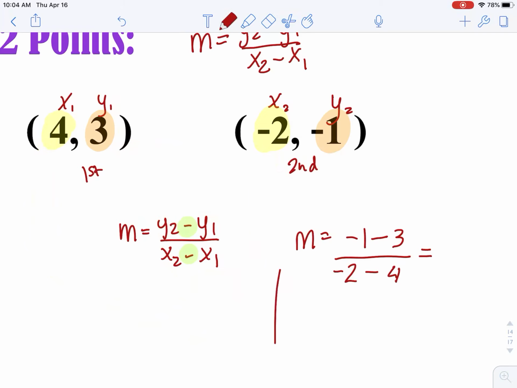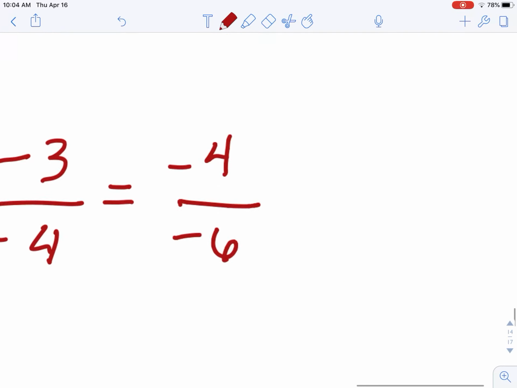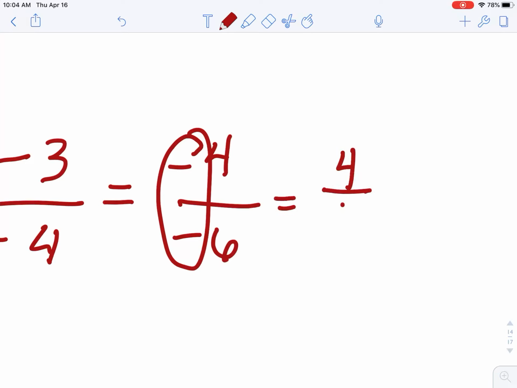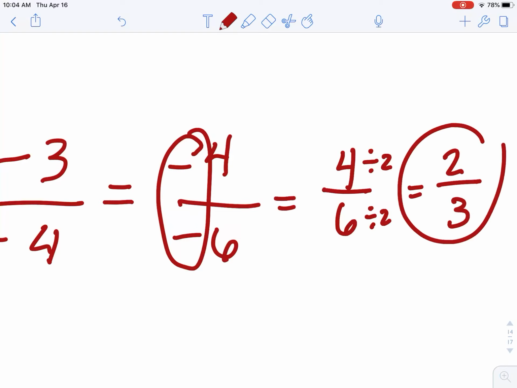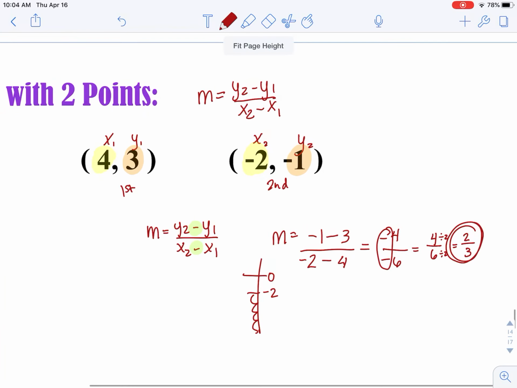So I have 0, -1, and I subtract 3 more, so I get -4. Here I have 0, and I'm at -2, and I subtract 4 more, and that gives me -6. A negative divided by a negative is a positive, so I get 4 over 6. You never, ever, ever leave negative over a negative. And then we divide to simplify, and 4 divided by 2 is 2, 6 divided by 2 is 3. So I get m equaling 2/3.